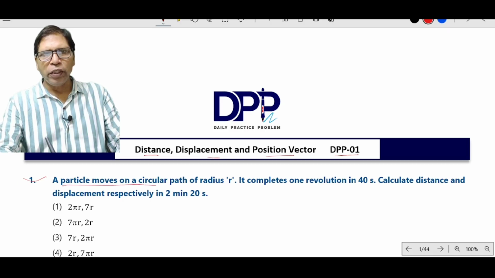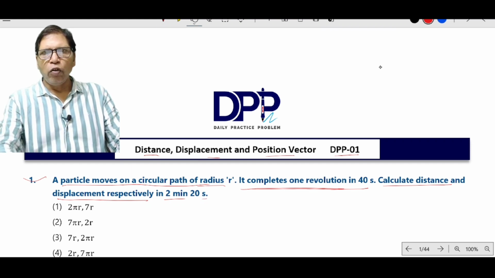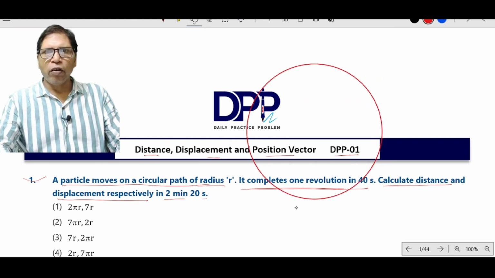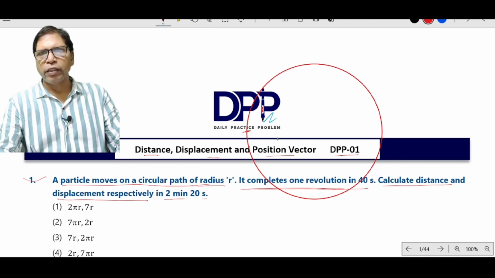A particle moving in a circular path of radius r completes one revolution in 40 seconds. Calculate the distance and displacement respectively in 2 minutes 20 seconds. Look at this. This is the circular path. Okay, this is the starting point.